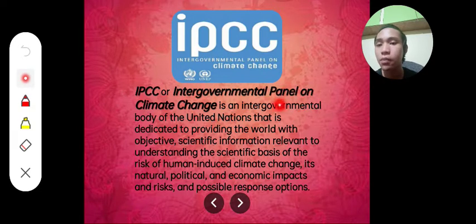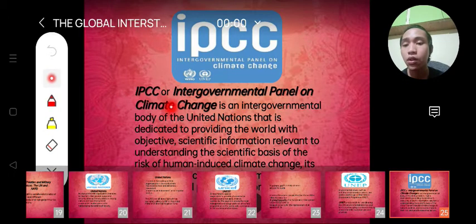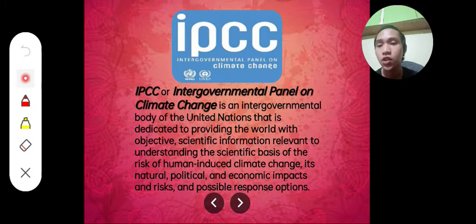The next slide is the IPCC, or the Intergovernmental Panel on Climate Change. It is an intergovernmental body of the United Nations dedicated to providing the world with objective scientific information relevant to understanding the scientific basis of the risk of human-induced climate change, its natural, political, and economic impacts and risks, and possible responses to nations. It is understandable in its logo here.